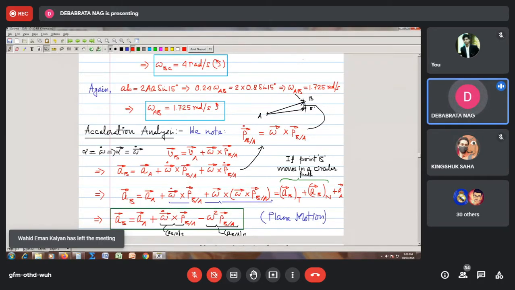As far as plane motion is concerned, the next simplification, from this equation to this equation, is valid only for plane motion. This is not going to be valid for three-dimensional motion. So you have to be very careful that this simplification is for plane motion only. That is why we have written it here. This is for plane motion only.